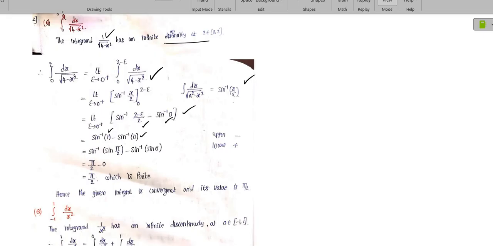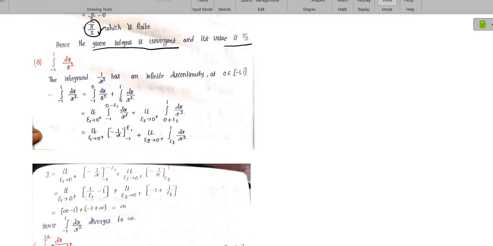We know that sin(π/2) is 1. That's why replace 1 with sin(π/2), so sin inverse of 1 is π/2. We know sin 0 is 0, so replace 0 with sin 0. The simplification of the first term is π/2, and of this term is 0. π/2 minus 0 is π/2. We are getting a finite and unique value. So the given integral is convergent and its value is π/2.